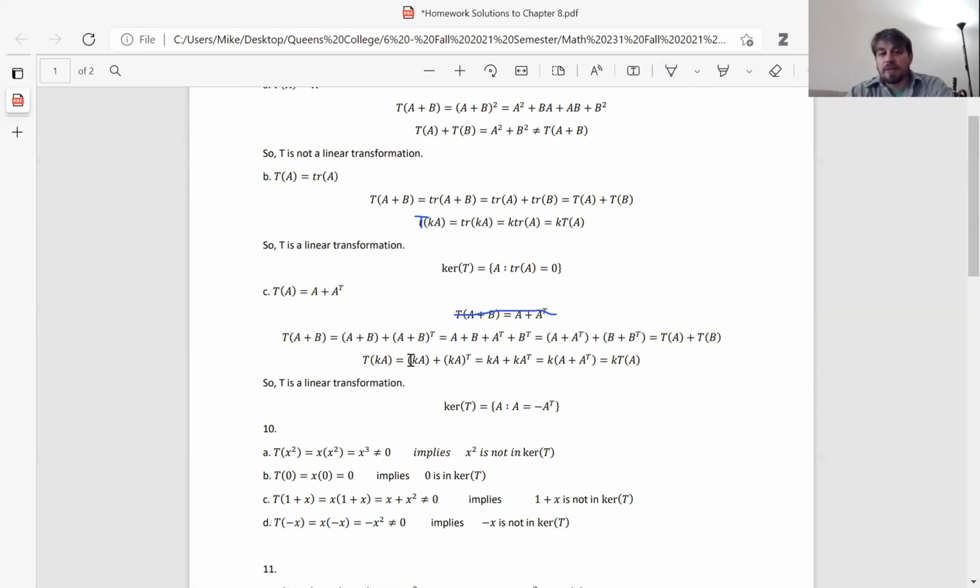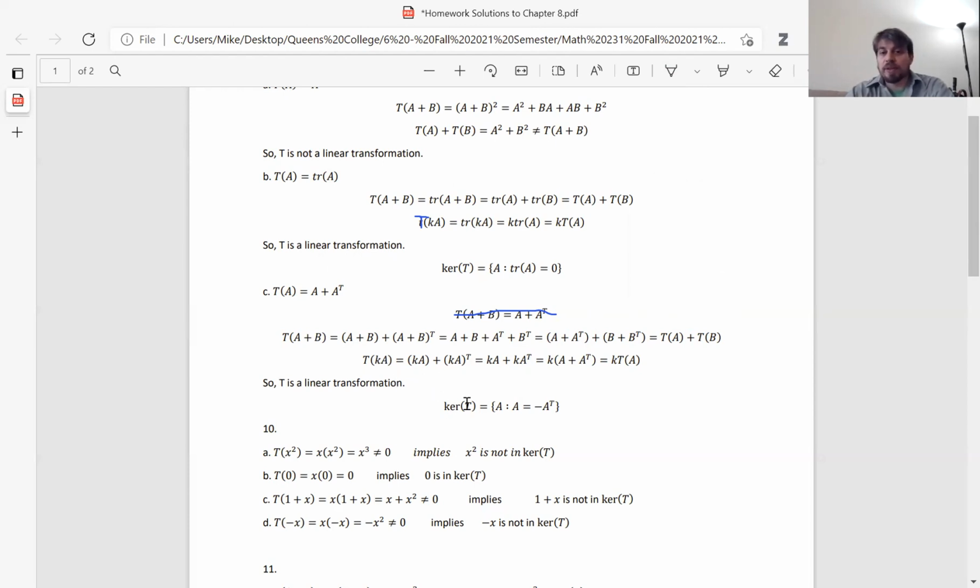T of KA is equal to KA plus (KA) transpose. That's equal to K times A plus K times A transpose. That equals K times (A plus A transpose), which is equal to K times T of A. Okay, so T of KA equals K times T of A. Since both of these two equations hold, T is a linear transformation.